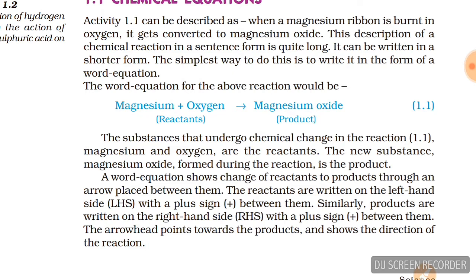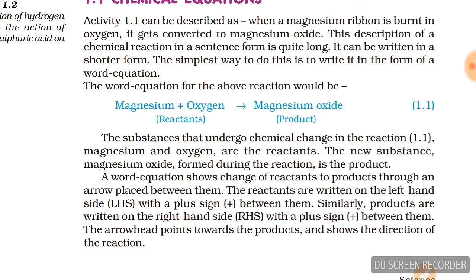So this equation can be written as magnesium plus oxygen will give magnesium oxide. Here the right side of the equation is known as the product and the left side of the equation is known as the reactants. तो यहाँ पे हमारे reactants कौन कौन से हैं? यहाँ पे हमारे reactants हैं magnesium and oxygen.